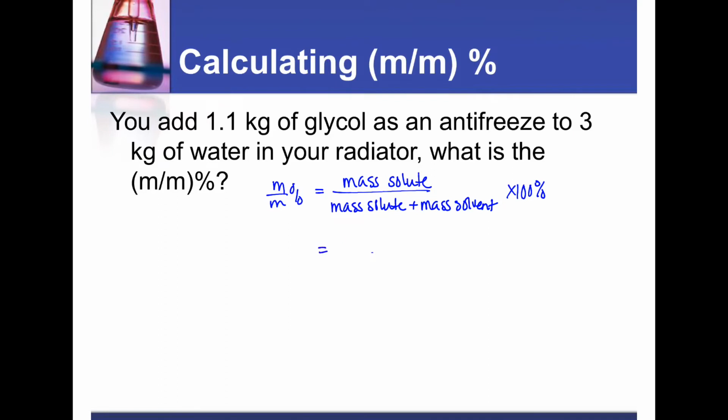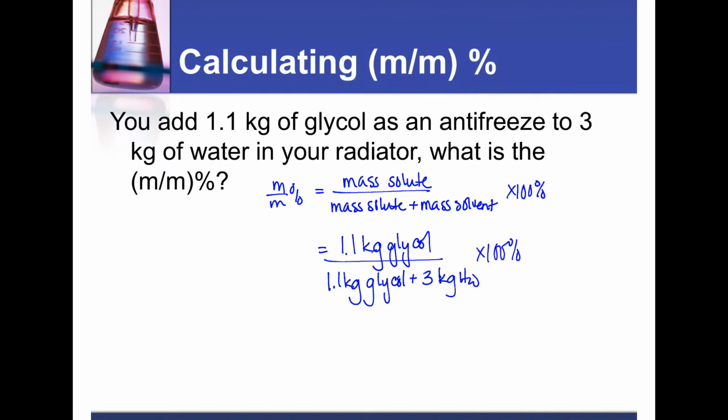So I'm going to put my 1.1 kilograms of glycol on the top. And I'm also going to put that on the bottom because it's part of the solution. But I also need to add in my kilograms of solvent, and that is water, times 100%. And a little plug for sig figs when we're doing addition here.